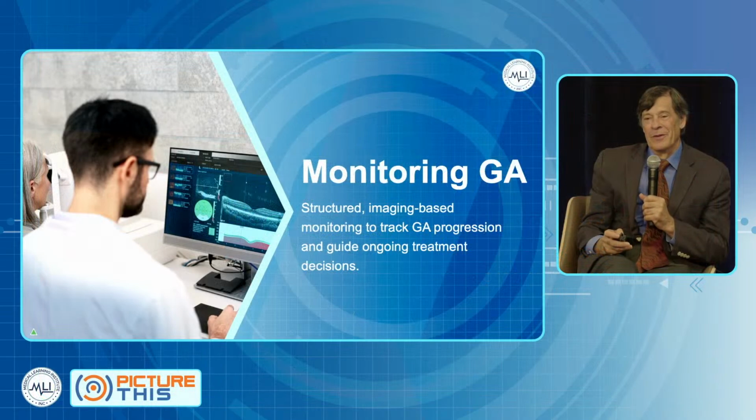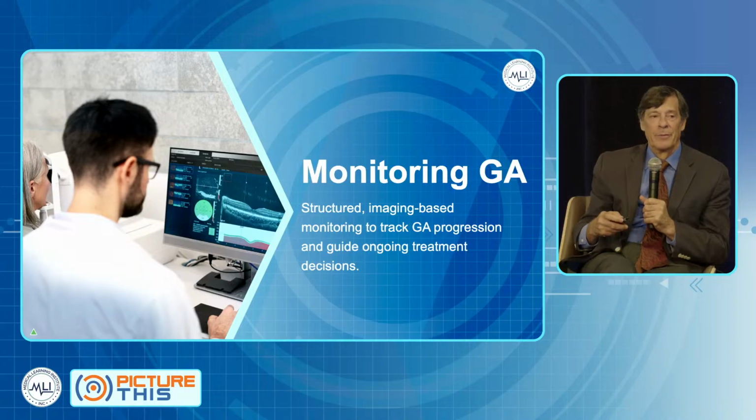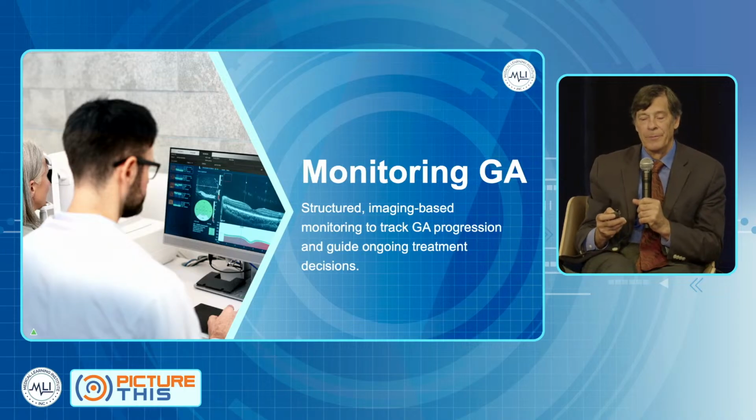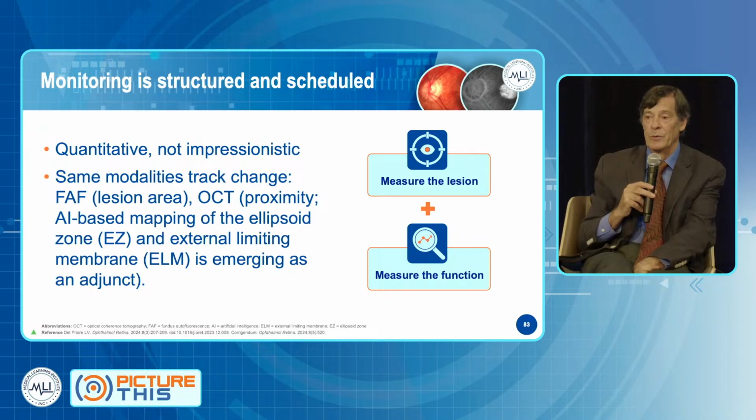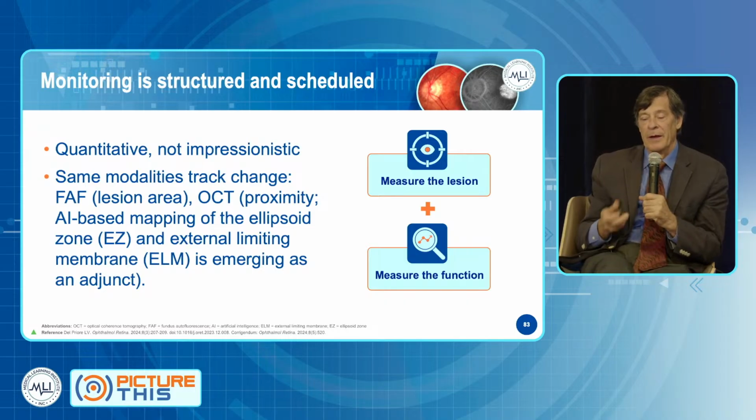Yeah, so in the last section, we've talked about how to recognize geographic atrophy, the ways that you can treat it, who might be candidates for treatment, risks and benefits. And I think it's important to make a few comments about how you actually monitor them over time. And we can do this quantitatively. We did it quantitatively in the clinical trials. You can do it quantitatively in the clinic. And we use the same modalities to monitor them that we do to evaluate them in the first place.